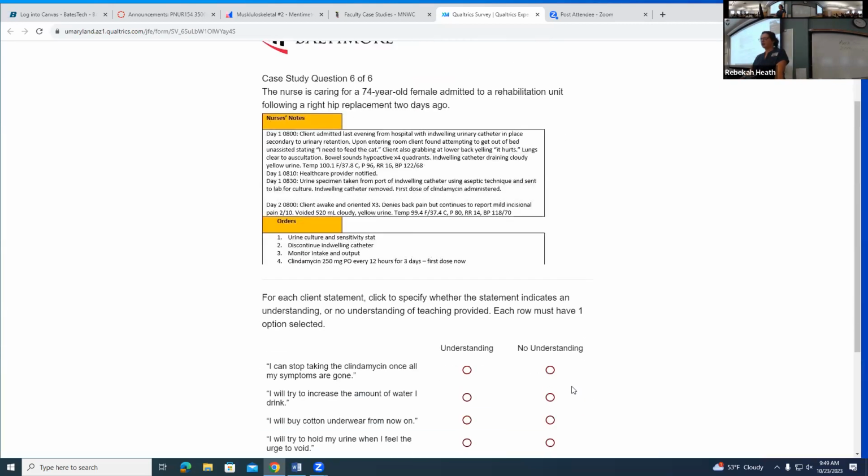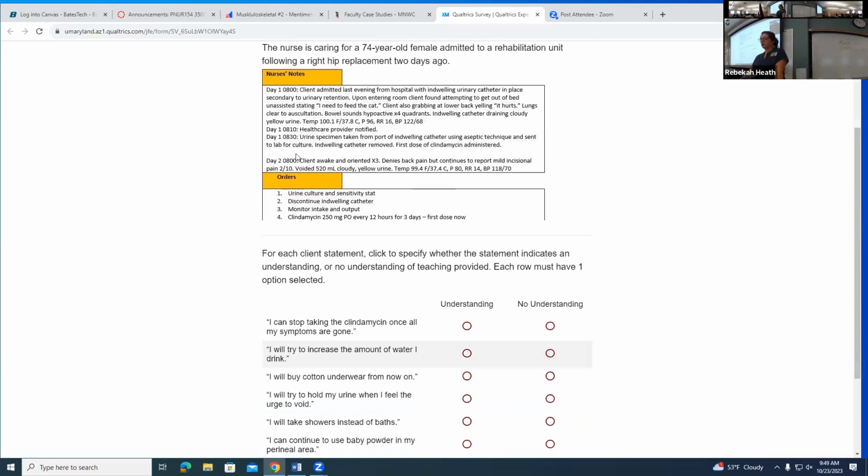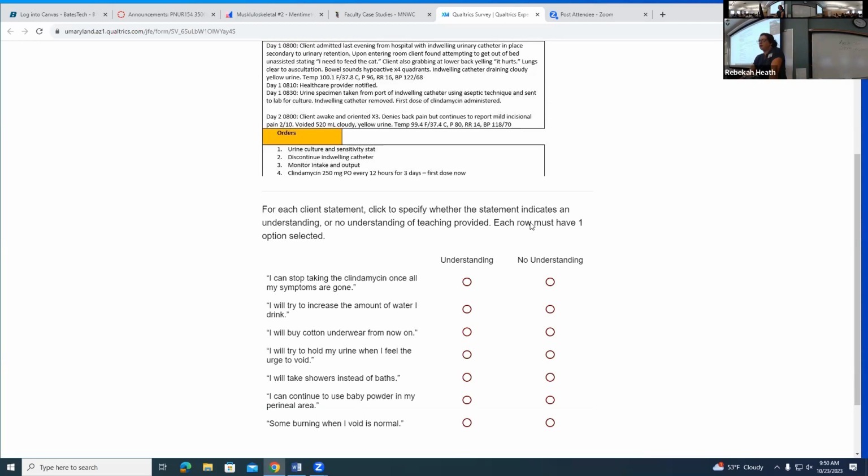Okay, last question. Do we have any more information up here? No, there's no additional information, so you don't need to waste your time reading that whole piece. Now let's decide. Click to specify which statement indicates understanding or no understanding of the teaching provided. So we really have to look at what they're asking me. This is saying, based on the statement, did the patient understand or did they not understand?